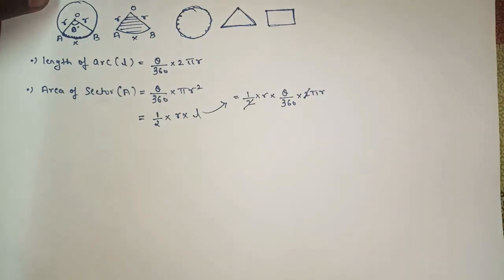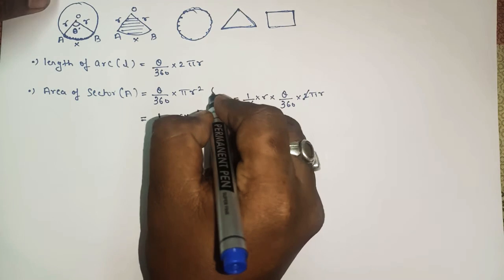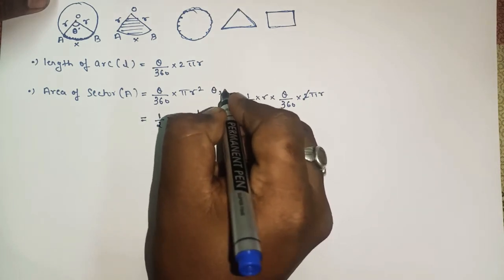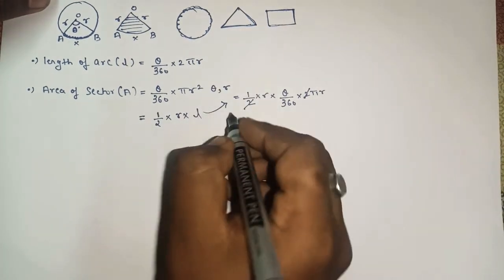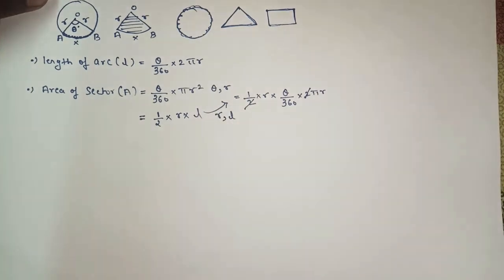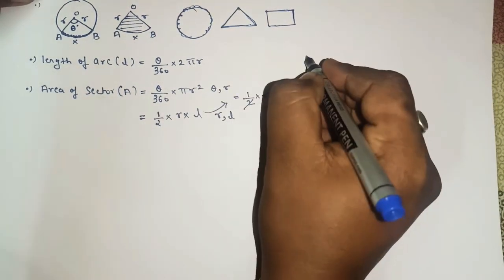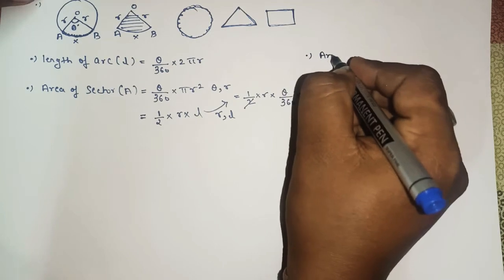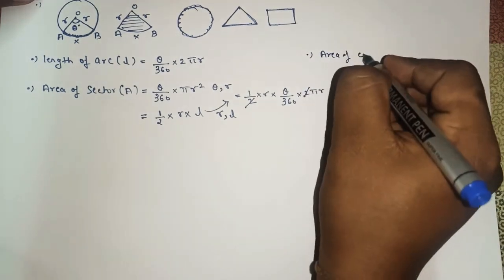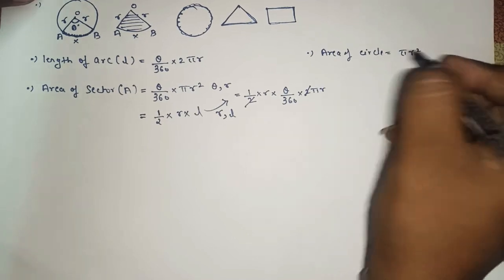So this formula you have to use when you have the value of theta and radius, and this formula when you have the ready-made values of r and L. Okay, understood? So these were two formulas which were there in your 10th standard, and the basic formula I hope you all might be knowing, that is the area of a circle. What was the area of a circle? It was pi r square.